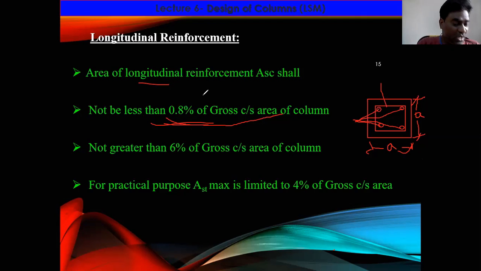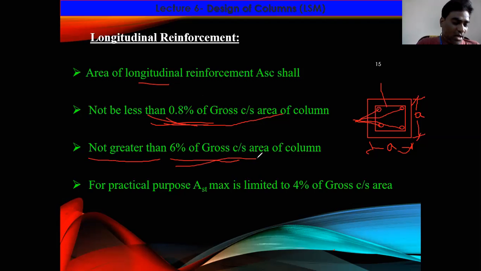That is longitudinal reinforcement. So you should go through the IS code book. It is officially allowed in the examination also. So you can read from the code book, right? The minimum reinforcement is 0.8% of A square, and the maximum longitudinal reinforcement should not be greater than 6% of the gross cross-sectional area of the column. That is the maximum reinforcement.